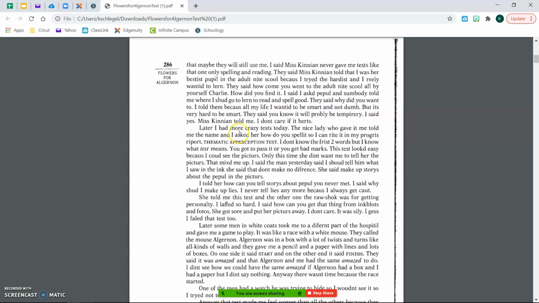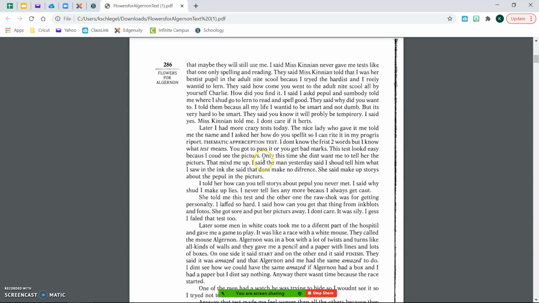Later, I had more crazy tests today. The nice lady who gave it to me told me the name and I asked her how do you spell it so I can write it in my progress report. Thematic apperception test. I don't know the first 2 words, but I know what test means. You got to pass it or you get bad marks. This test looked easy because I could see the pictures. Only this time she didn't want me to tell her the pictures.